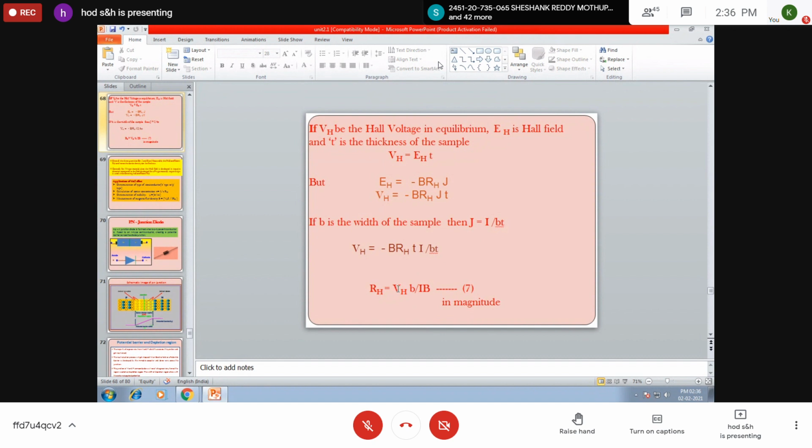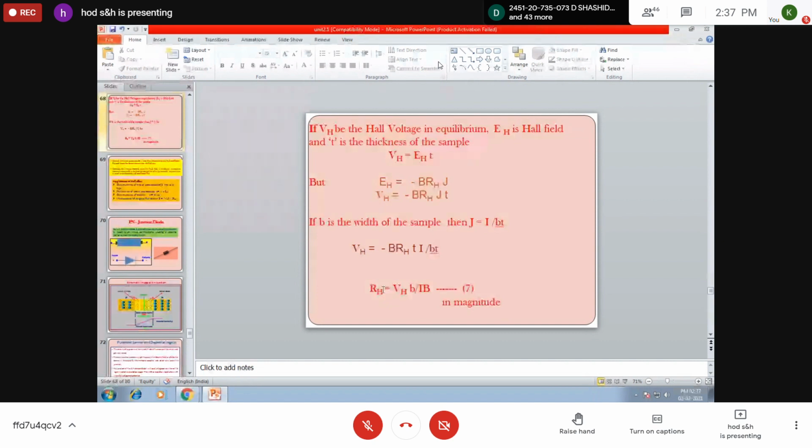Initially a semiconductor sample is taken. Some current is allowed to pass through the material along the x-axis. Some known magnetic field is applied. Then a potential difference is produced. Once the Hall voltage is produced, it can be measured with the help of a voltmeter. So VH can be measured. If you know VH, then the Hall coefficient RH is equal to VH b by IB. You know the value of current, you know the magnetic induction, and the width of the sample is also a known value. VH you can measure, therefore you can calculate RH.